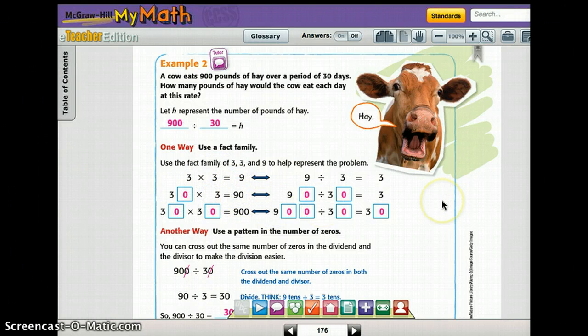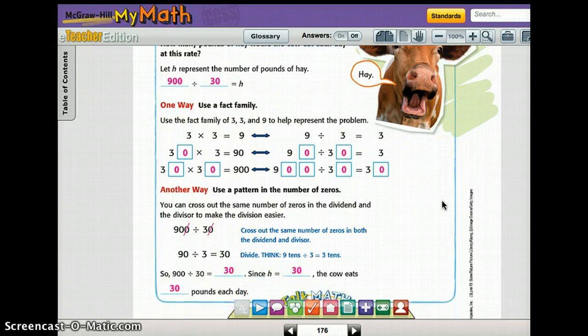Same thing with dividing. Another way would be to use a pattern in the number of zeros. You can cross out the same number of zeros in the dividend and in the divisor to make it easier for you. So 900 divided by 30, we can take one of those zeros away because they both have at least one 0. Then our problem becomes 90 divided by 3. We can do that one pretty easily. You can go to your basic facts and do 9 divided by 3 is 3 and put that 0 on the end. Or you can probably just solve 90 divided by 3 and know that that's 30.